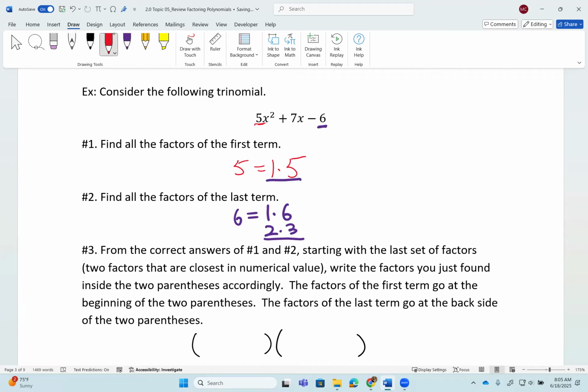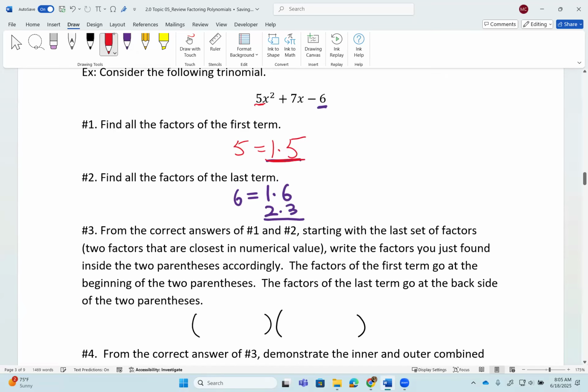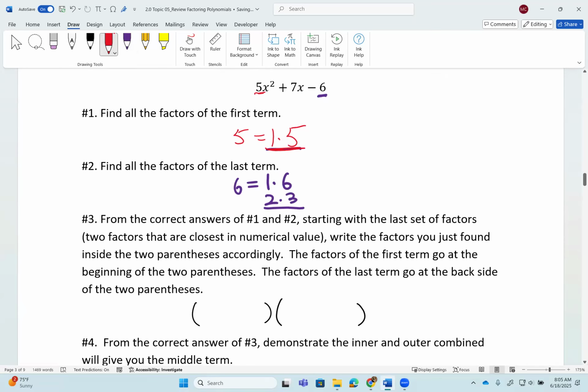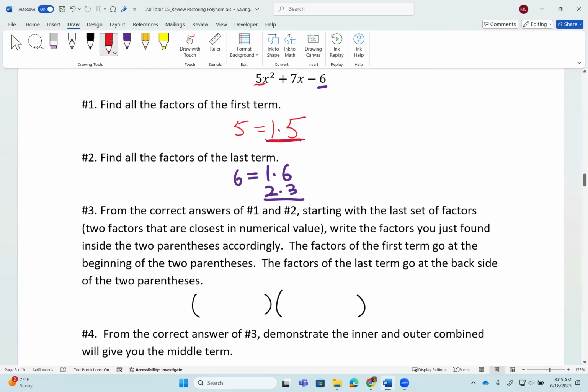So step number 3 says from the factors in number 1 and 2, starting with the last set of factors, two factors that are closest in numerical value, write the factors you just found inside the two parentheses accordingly. The factors of the first term go at the beginning of the two parentheses. So I'm doing the FOIL method backwards, right? So first term is 5. So the factor of 5 should go at the beginning of the two parentheses. The factors of the last term, okay, should go on the back side of the two parentheses, 2 and 3.